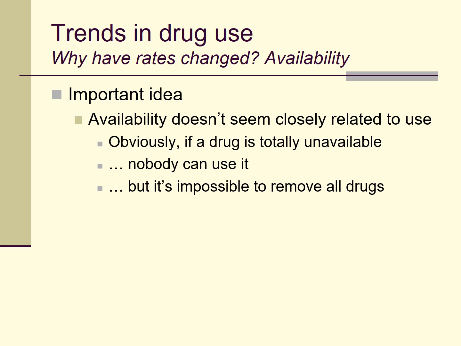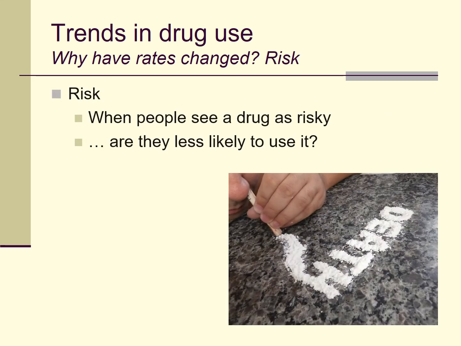What do we have? Well, one thing that we haven't addressed yet is risk. And it's possible that when people see a drug as risky, they're less likely to use it. When they see a drug as relatively safe or not risky, maybe they're more likely to use it. And I think this has some obvious, perhaps even just intuitive sense. Here, if we look at the data on actual use, and we look at the data on people's perception of the risk of use for marijuana, we see a really interesting pattern.